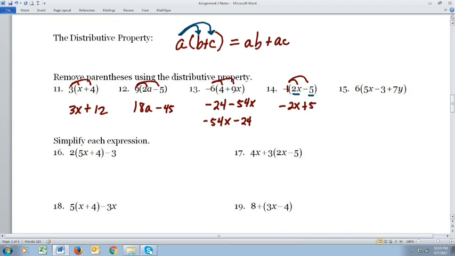Anyway, let's see how you did on number 15. You're going to multiply by that 6. You're going to get 30x minus 18 plus 42y.